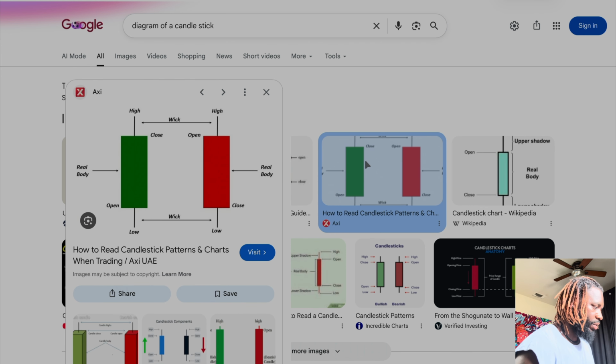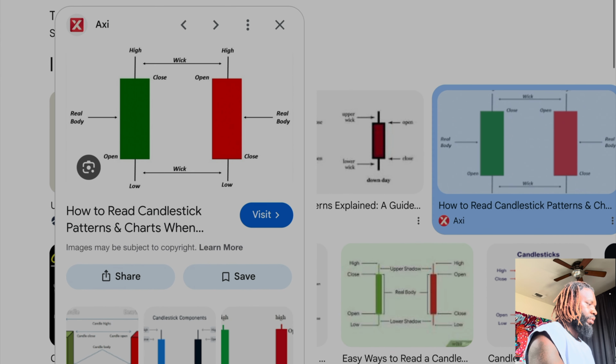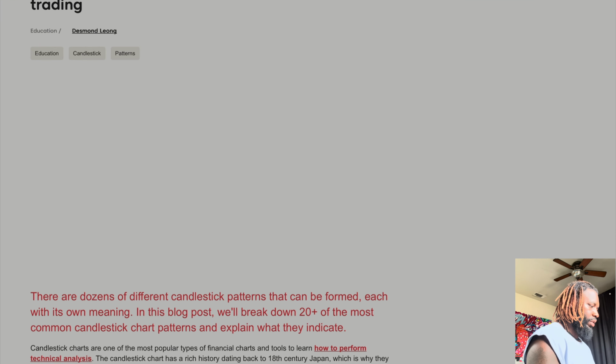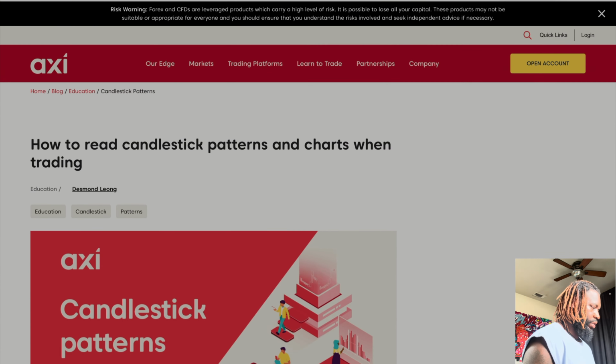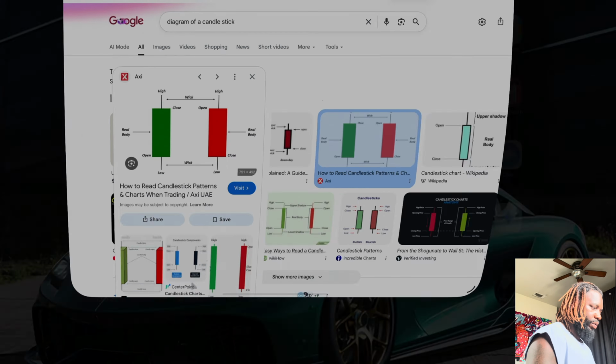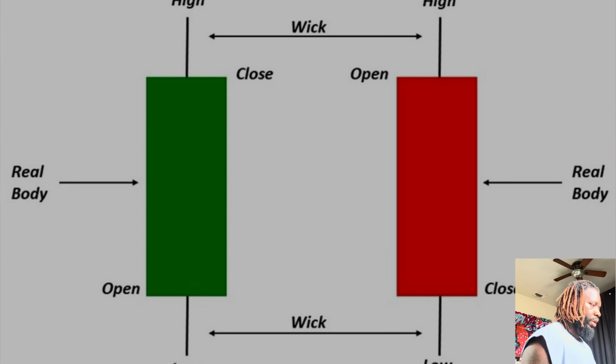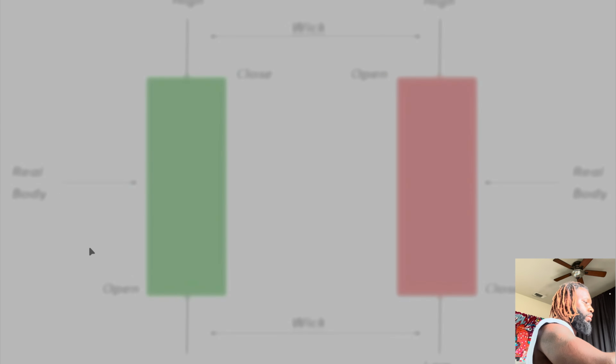All right, I like this picture maybe a little better. Okay, cool. Right. So, all right, let's go through this. I'll screenshot, zoom in. Maybe y'all can actually download this image right here. Let's go back. Save the photos. Boom. Okay, cool. So this is a diagram of a candlestick, right? And so what's going on is, screenshot this.